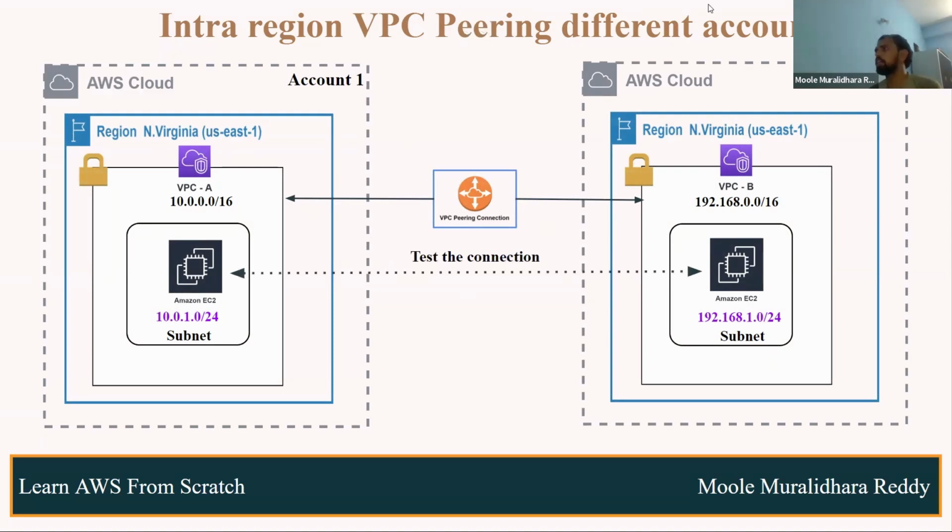Same to same. Earlier we discussed intra-region with the same AWS account. It means the same AWS account, we have two different VPCs in the same region. But here, two different AWS accounts with the same region, and we are setting up the VPC peering connection. Okay, understand that intra is nothing but same region.